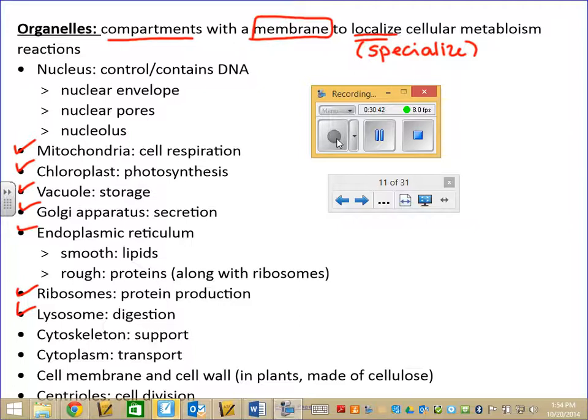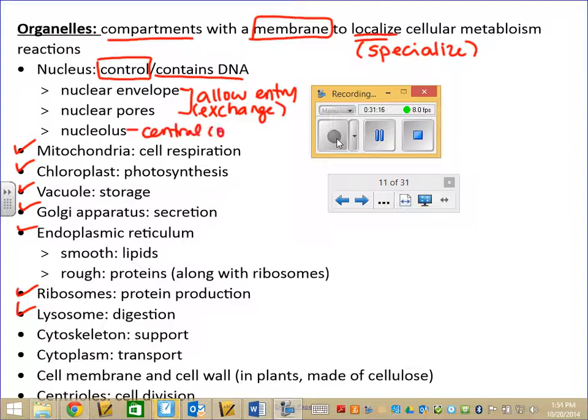So we named on our picture of the cell the nucleus, and its job is to control the cell. It contains the DNA. Now the nuclear envelope and the nuclear pores together allow entry or exchange of material. Now the nucleolus is the central core of the nucleus. It's the part of the nucleus where all of the control is coming from.